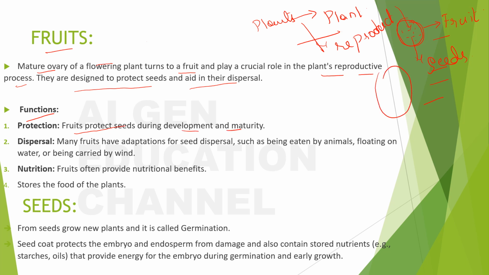So you can find seeds in the fruit, so automatically you can understand that the fruits are protecting the seeds that are inside. Okay, dispersal. Many fruits have adaptations for seed dispersal, such as being eaten by animals, floating on water, or being carried by the wind, right? Until these seeds get into the soil, how can another plant grow, right? So this fruit will have some mechanisms for seed dispersal. Many fruits have different adaptations. Some will be eaten by animals and some will float on water and be carried by wind and many other things.